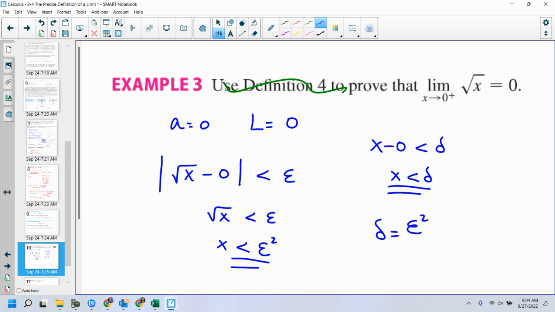And we know, take a look at your x minus a. I can do the same thing with my absolute values, but again, I'm only looking at it from the right, so I'm just taking them off right away. So x minus 0 is less than delta, which means x is less than delta. Then you look at these two statements and say, well, that means that delta is equal to epsilon squared. Okay, now let's start our proof.